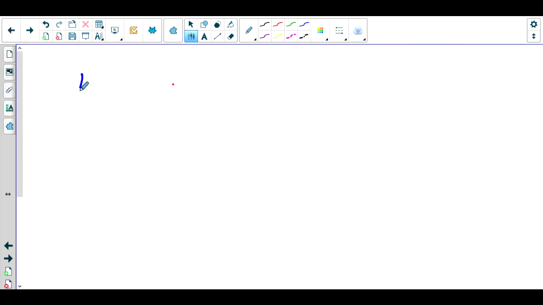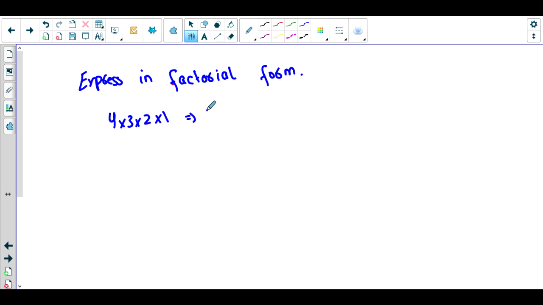Examiner can also ask you to express in factorial form. He can give you some number or expression and ask you to write it in factorial form, like 4 into 3 into 2 into 1. What is this? It is basically 4 factorial. It can also be like this, like 6 into 5. Express this into factorial form. We cannot write it as 6 factorial, because if it was 6 factorial, it should be 6 into 5 into 4 into 3 into 2 into 1. But we have only 6 into 5.